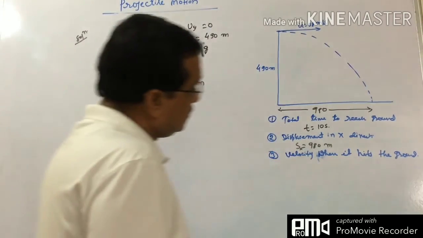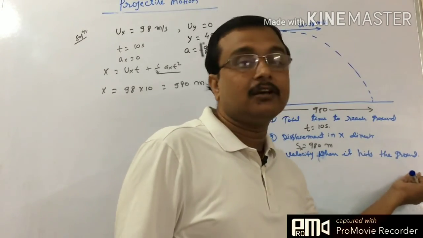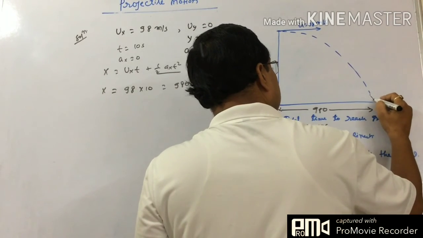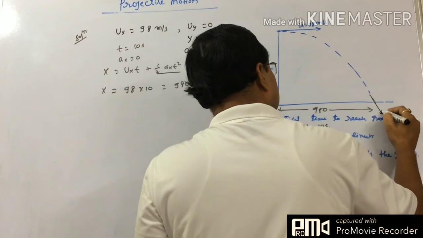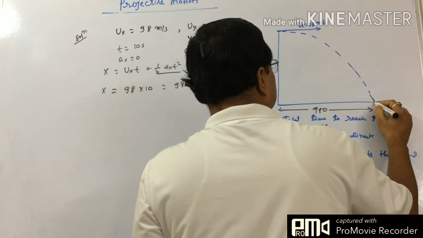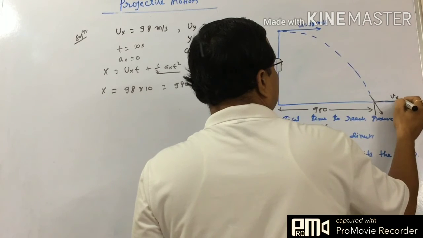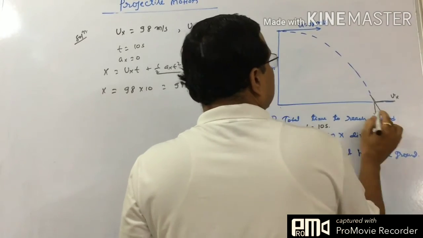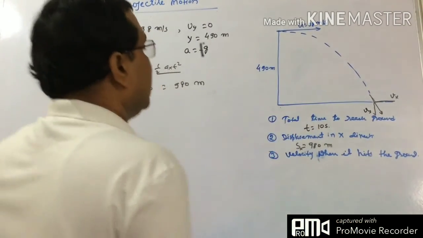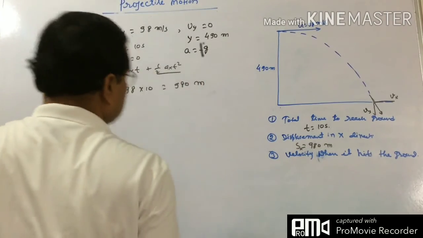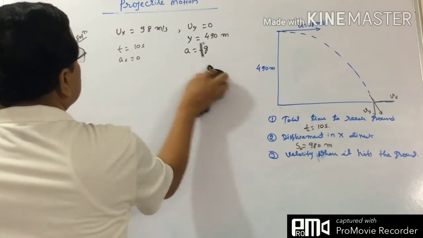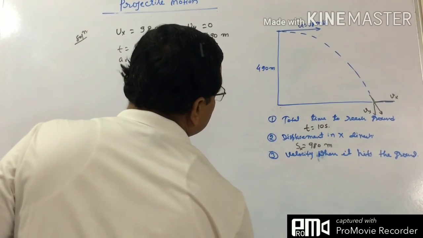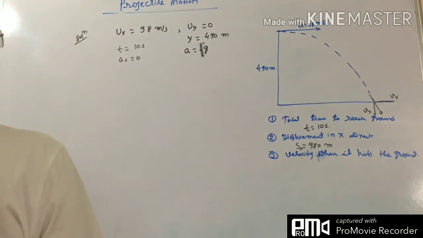Now the question is the velocity when it hits the ground. So when it hits the ground, it has the velocity like this. This is the x component of velocity, and this is the y component of velocity. So find vx and vy in 10 seconds.